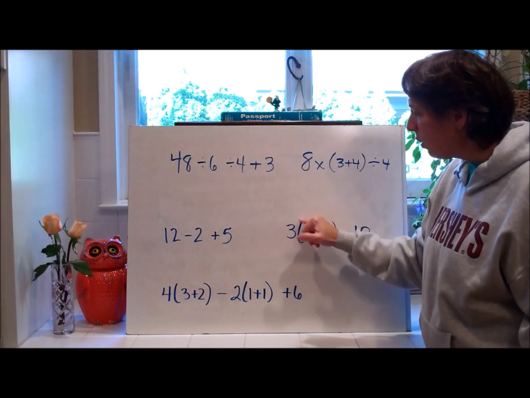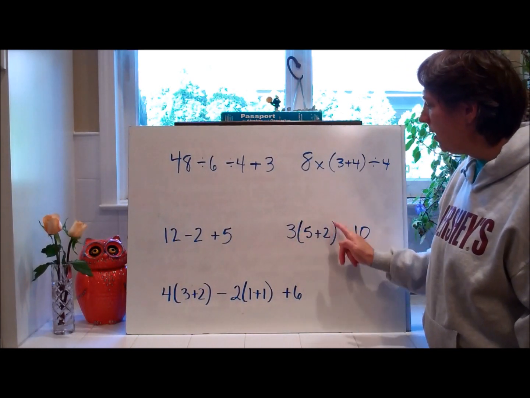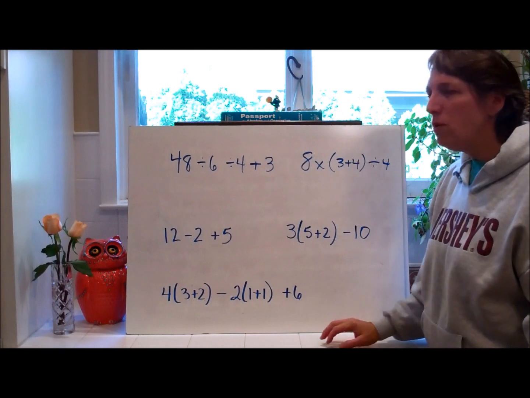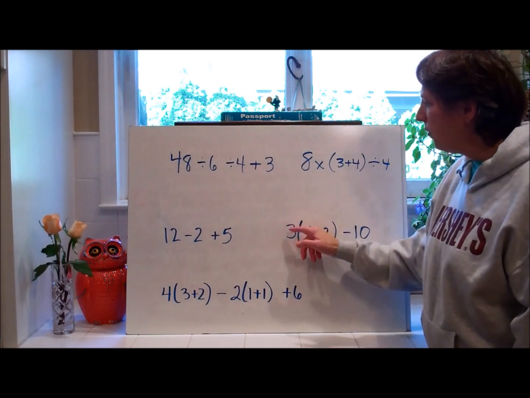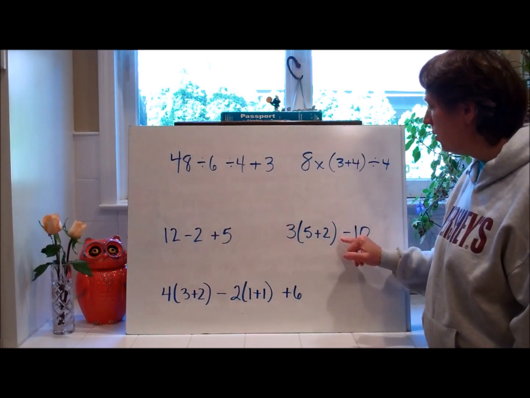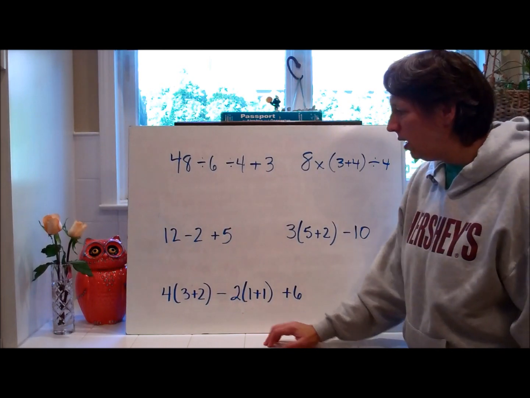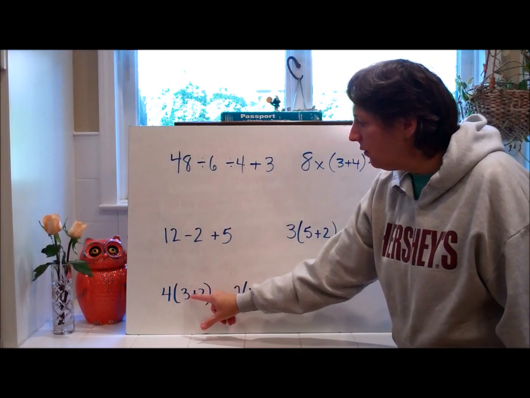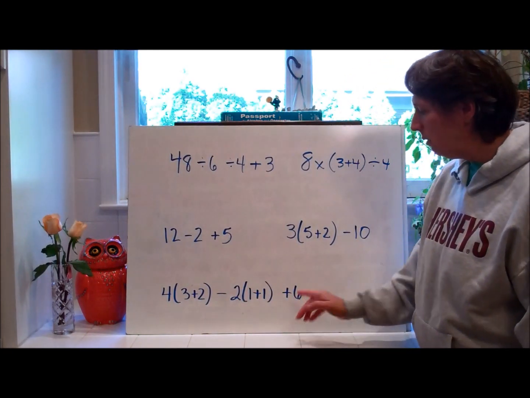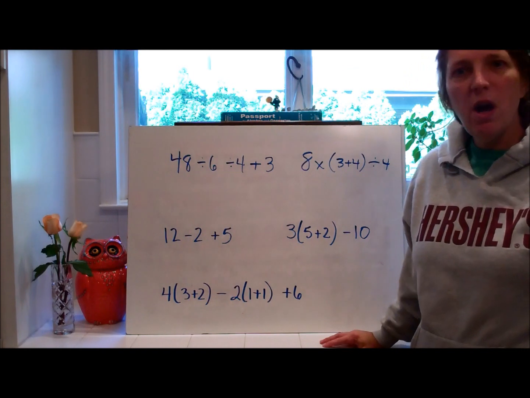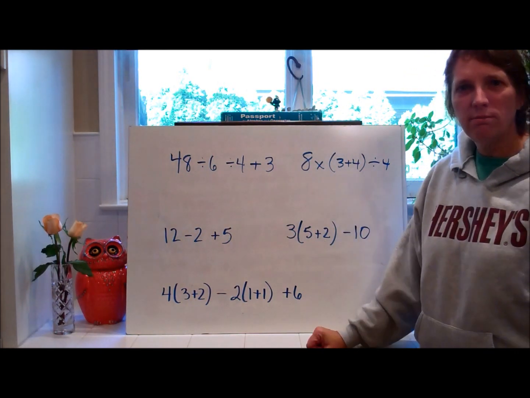3 times the quantity, whenever I have parentheses, I say the quantity. 3 times the quantity of 5 plus 2. You don't say 3 parentheses 5 plus 2. You need to be able to speak mathematically. 3 times the quantity of 5 plus 2 minus 10. And then the last one, pretty long, but you should be able to do it. 4 times the quantity of 3 plus 2 minus 2 times the quantity of 1 plus 1 plus 6. Pause the video, do the problems, and then start the video and we'll go over the answers.